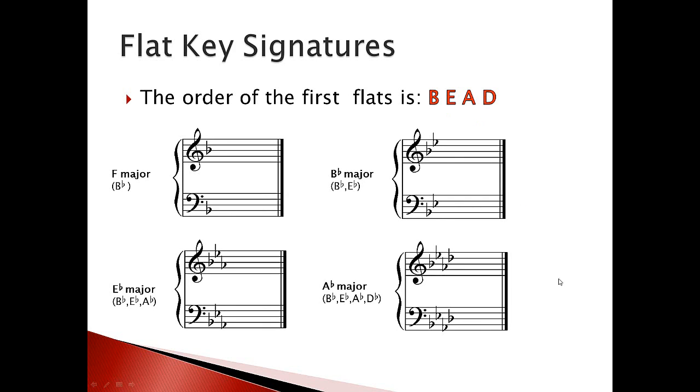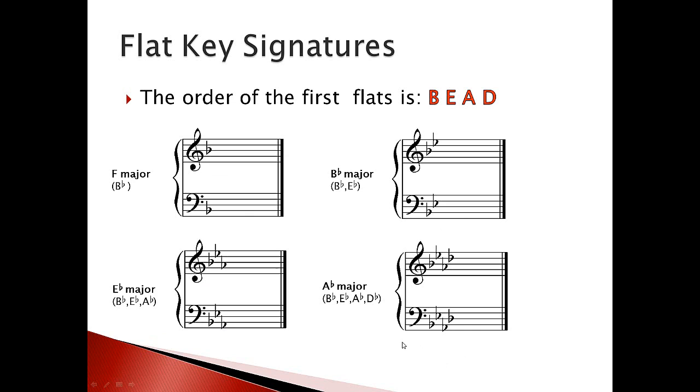Here are the flat key signatures. The order of the flats is B, E, A, D. This is the first four flats. The scale of F major has one flat, B flat, and this is what its key signature looks like on the B line and the B line in the bass. We studied the B flat scale and we know it has two flats, B and E. There it is, B and E. There's the key signature for B flat major. E flat major has three flats. There they are. A flat major has four flats.